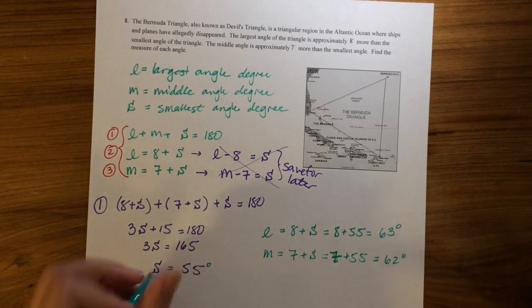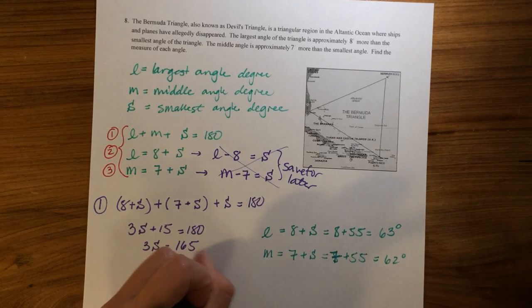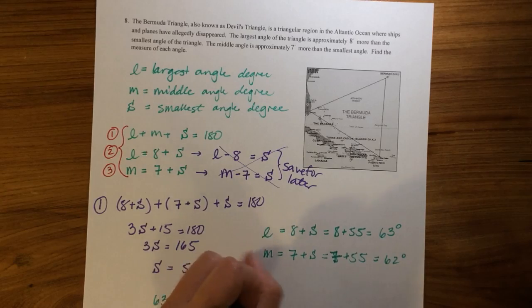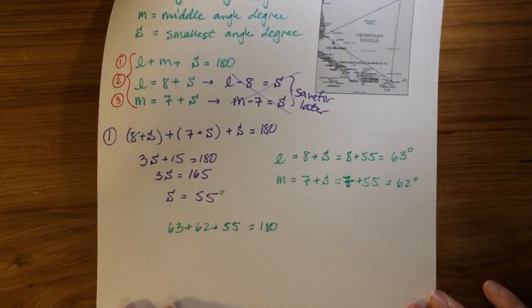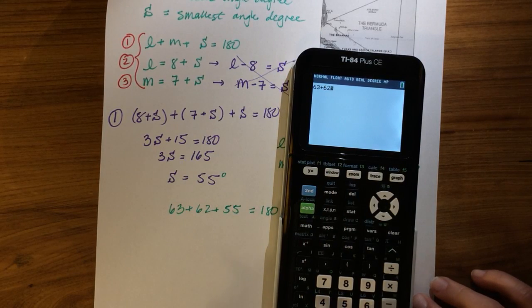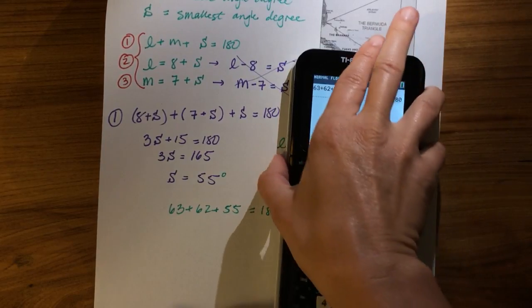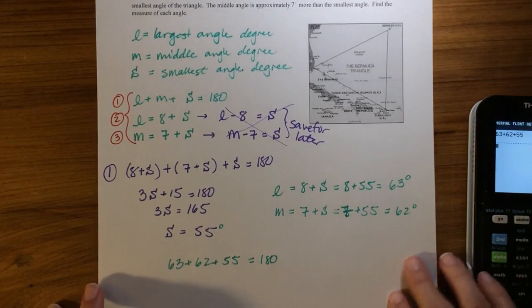And to make sure that we are correct, you should always see that if 63 plus 62 plus 55 equals 180. So let's find out. 63 plus 62 plus 55, yep, checks out. So here is the Bermuda Triangle.